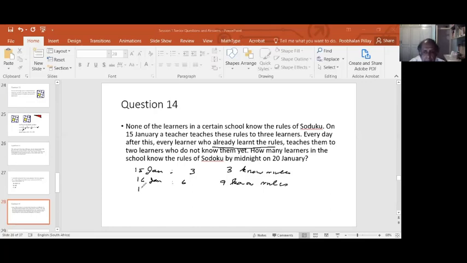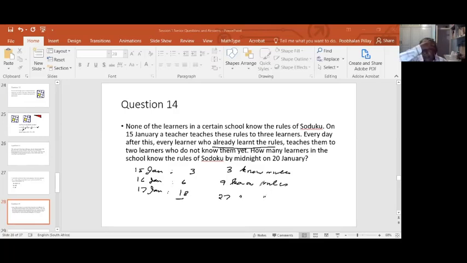On this third day, the same thing happens. Each day, everybody who knows the rules teaches it to 2 other people. Now, there were 9 people who knew it on the day before, so each one of them would have taught it to 2 people. So you get 18 new people, right? So altogether, how many people know the rules? Together with the people who learned it on this day and the ones who knew it already, you get 27 who know the rules.